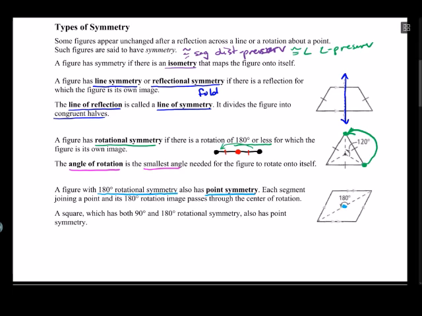A square, which has both 90 degree and 180 degree symmetry, also has point symmetry. So let's look at a square. If I rotate this point of my square 90 degrees, it maps back onto itself. I can also rotate this point 180 degrees and it maps back onto itself. So it has 90 degree rotational symmetry, 180 degree rotational symmetry, which then means it has point symmetry.